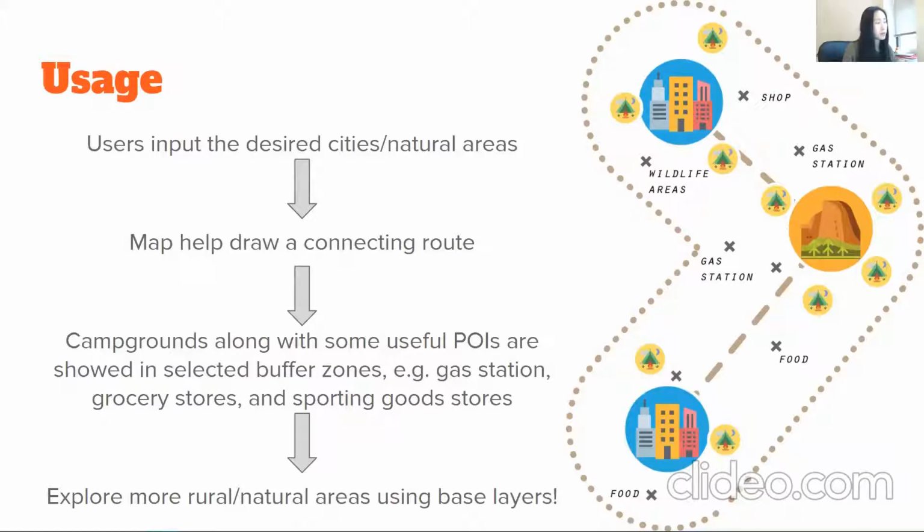As for the usage, there are 4 steps in general. First, users input the desired cities and natural areas for each day, and the map helps draw a connecting route using the navigation API provided by Mapbox. Then, using the Turf.js spatial analysis method, campgrounds, along with some useful points of interest in the buffer area, will be shown in selected buffer zones. For example, the gas stations, the grocery stores, and the sporting goods stores, which I think would be interesting for most camp geeks. And you can also explore more rural or natural areas which you are unfamiliar with, which is quite attractive.